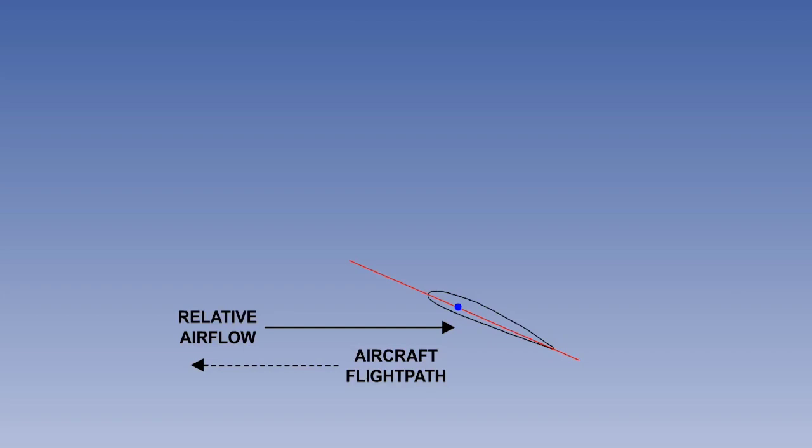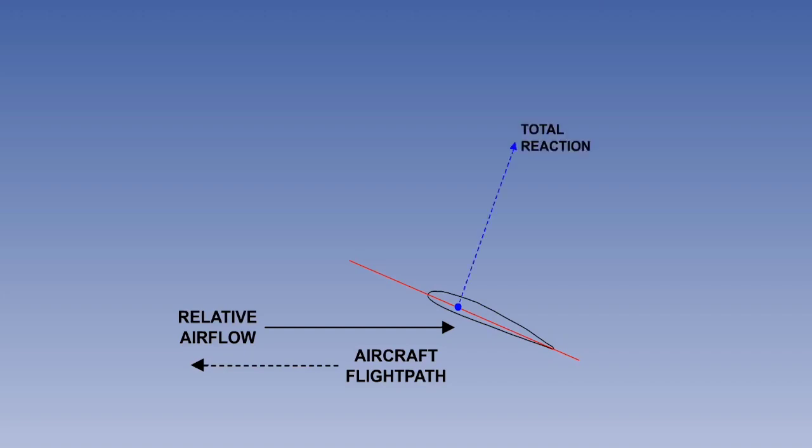Secondly, its condition is that it is air close to but unaffected by the presence of the aircraft. That is, its temperature, pressure and velocity are not changed by the aircraft's passage through it. Thirdly, the relative airflow's magnitude is the speed of the aircraft through the air, the true airspeed. If the airflow does not possess all of these three characteristics, it is referred to as effective airflow.